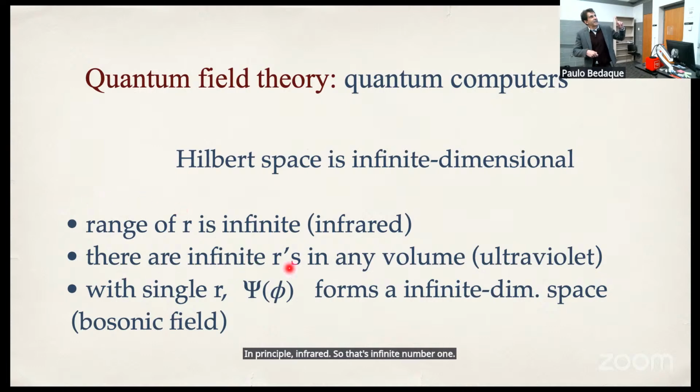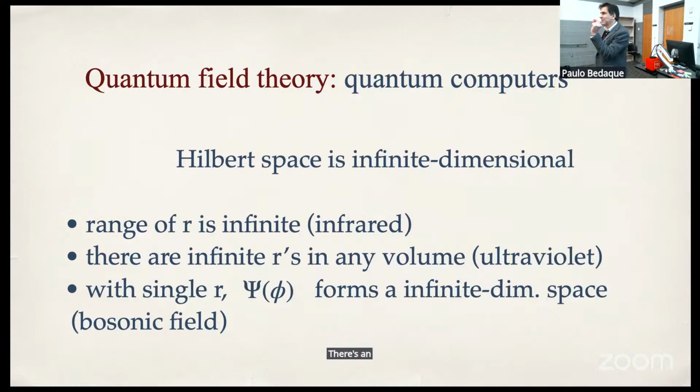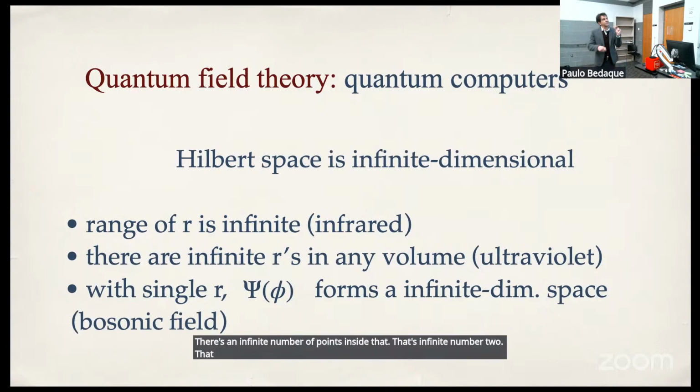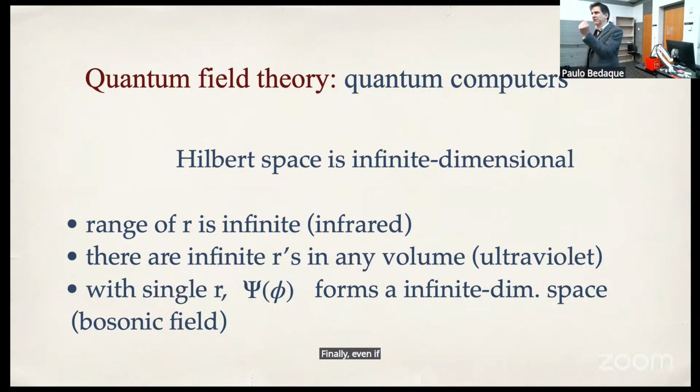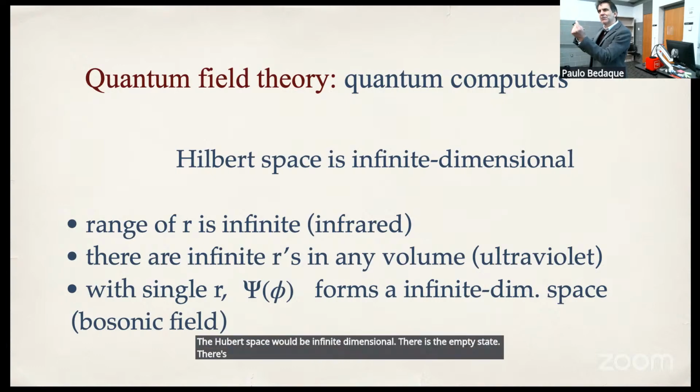Then, even a tiny little piece of space, like this much, has an infinite number of points inside it. That's infinite number two, an ultraviolet infinite. Finally, even if I had a single point in space, and my theory contains bosons, the Hilbert space would be infinite dimensional. There's the empty state, the one boson state, the two boson state, all the way to infinity. So there are three ways that the Hilbert space is infinite.